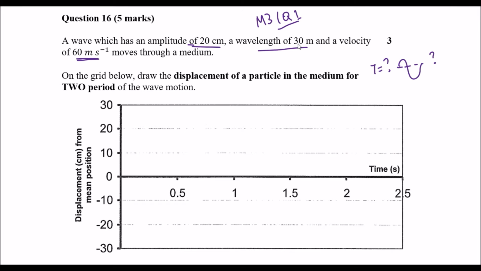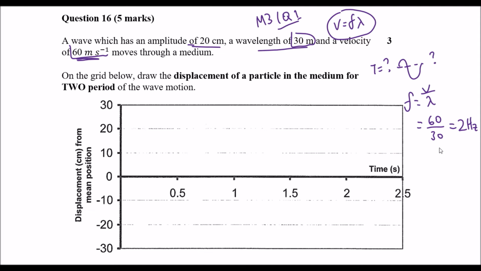We know that the wavelength is 30 meters. We know that the velocity is 60 meters per second. So using our wave equation, we can work out what frequency is. Okay, so frequency is equal to velocity divided by wavelength. Our velocity is 60, our wavelength is 30, so our frequency is 2 Hertz.